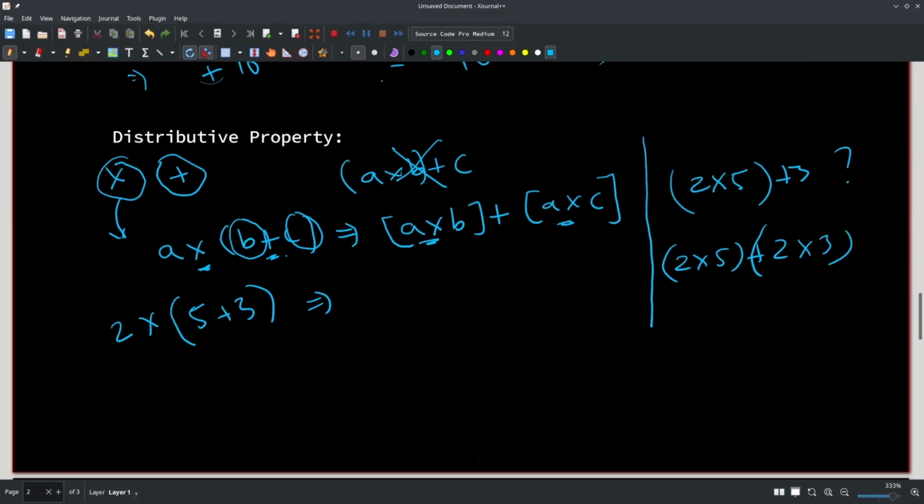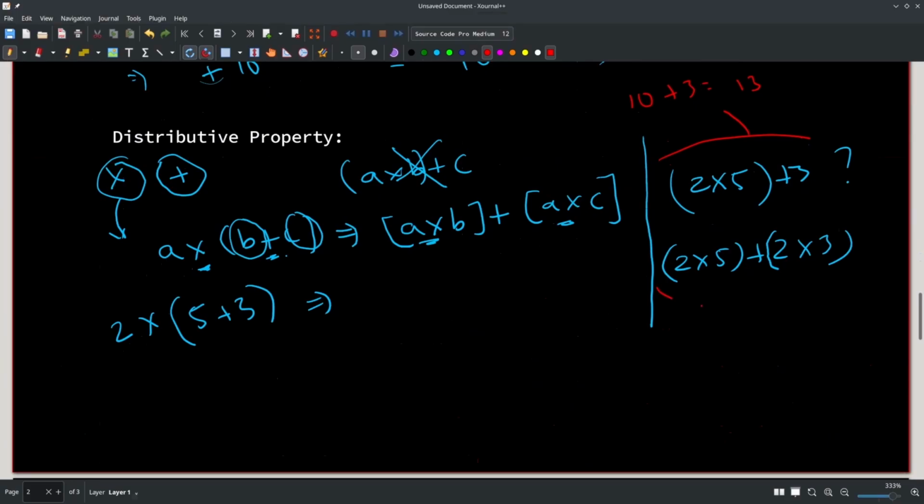Let's check it out. You have a difference when compared to the associative property. The distributive property is when you have a plus and a multiplier. You have 2 into 5 plus 3. Let's check the first one. The first one is going to be 2 into 5, which is 10, plus 3 is going to be 13.